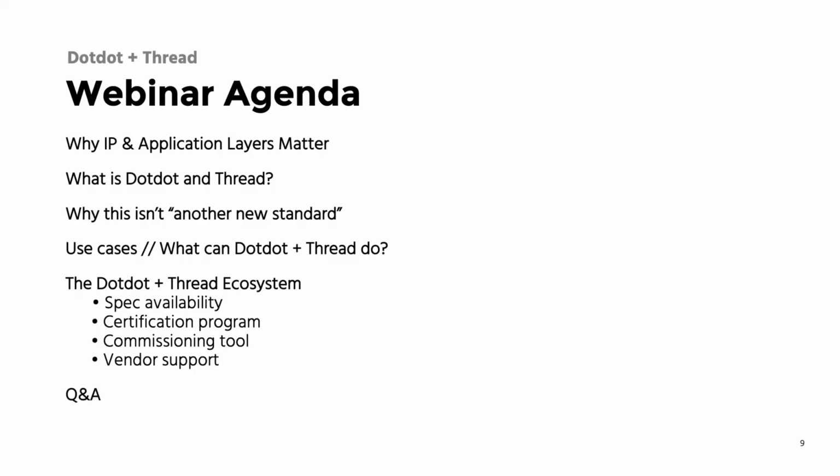Then we'll dive into some key use cases about what Dotdot and Thread can do, what kind of products or use cases it's ideally used for, and how it not just compares to other technologies you might use, but how it actually works with those other technologies in the IoT ecosystem. And then we'll get into some specifics about the programs and ecosystem around Dotdot and Thread, so the specification availability and where to get that, the certification program, the commissioning tool, and other items that will be coming out in support of Dotdot and Thread, and of course vendor support. That should take up about half of the webinar time, and then we'll have plenty of time for Q&A because I'm sure a lot of this will spawn a lot of questions, especially that latter part around some of the specifics of its availability.